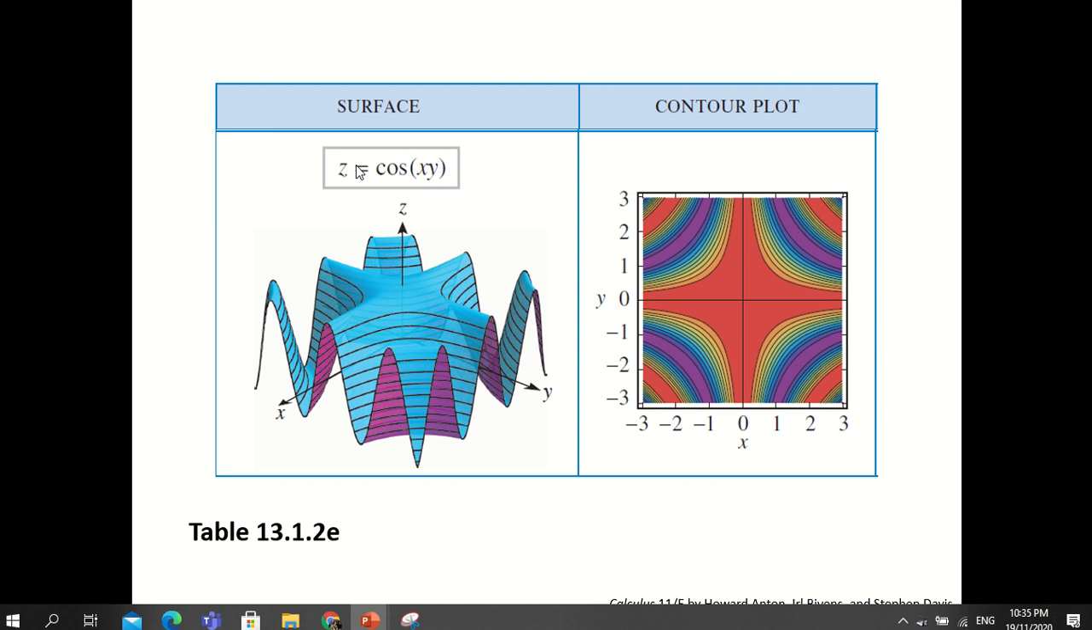So this is a cosinusoidal. So we have here the cosine function. And the contour plot is something like this.